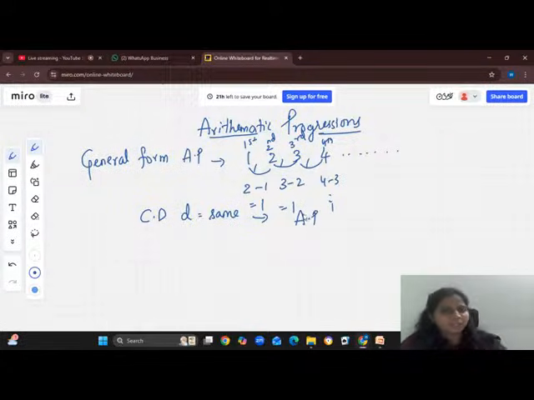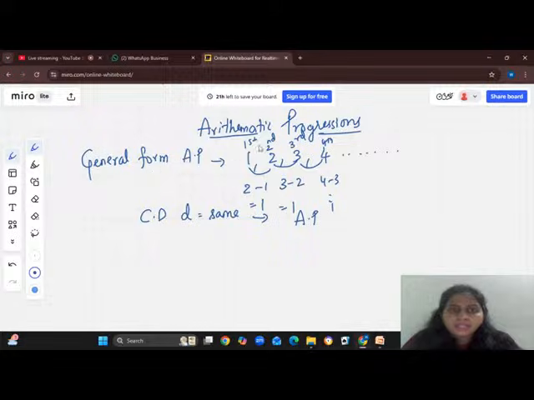Sometimes they will not give you AP in the question. You can't see the word AP in the question. In such a case, how can you know? How can you understand? You have to know that the common difference between those numbers must be the same. Then only you can decide it is coming from the arithmetic progression chapter. So let me tell you the general form of this.